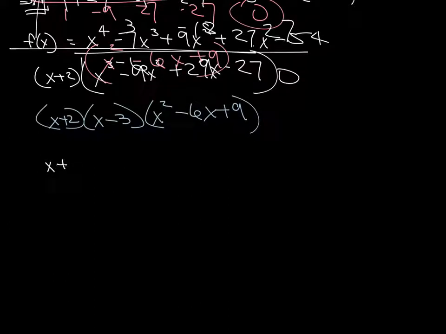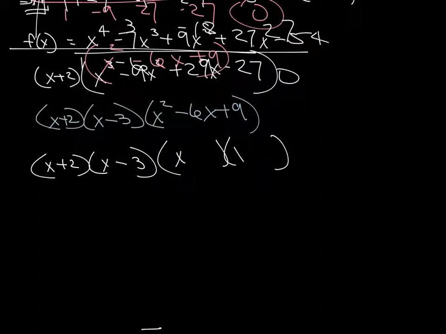So I have x plus 2 times x minus 3 times, what does x squared minus 6x plus 9 factor down to? It factors down to x minus 3 times x minus 3: two numbers multiplied together give me that, added give me that. Okay, so now I have an x minus 3 with a multiplicity of 3.